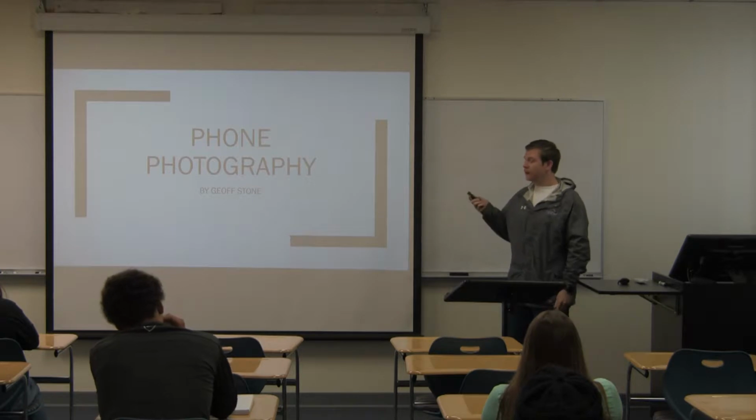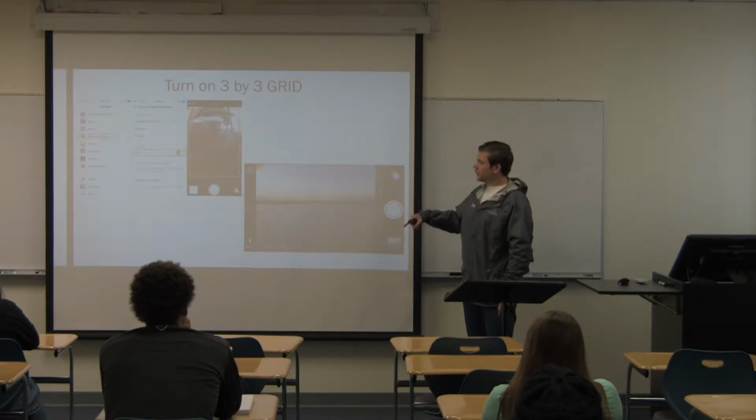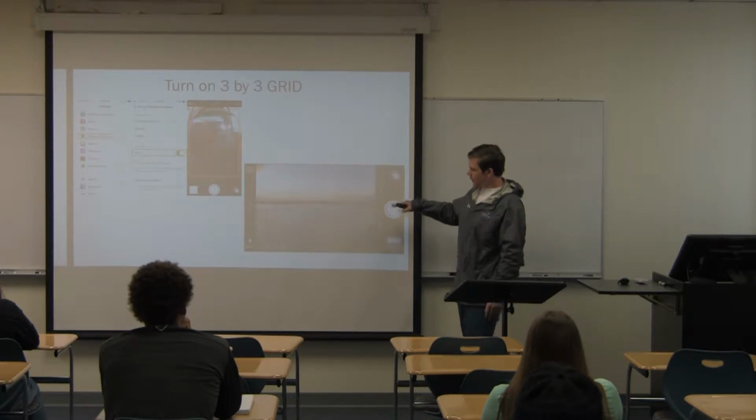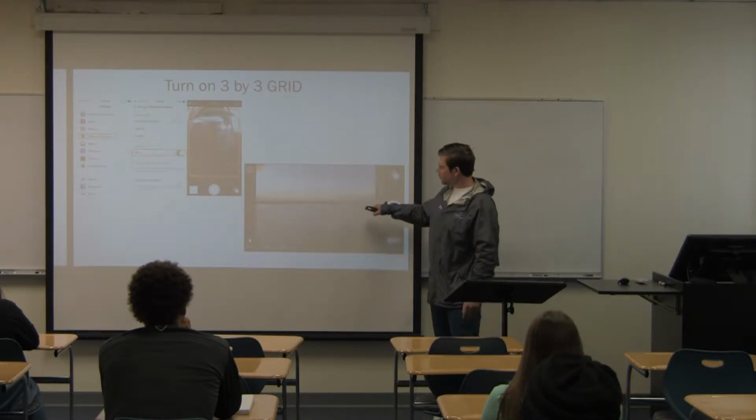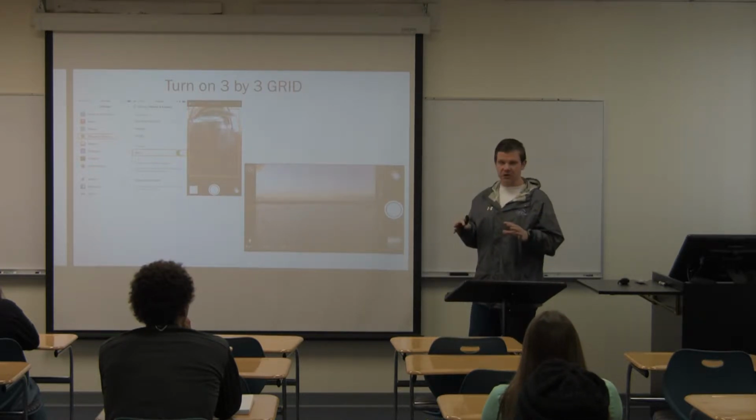So before you even do that, you want to go into your phone settings and turn on this 3x3 grid. The grid essentially shows the interesting points within the photo. So it's the framework for when you're setting up a shot.